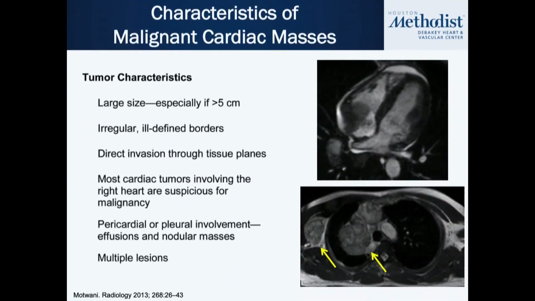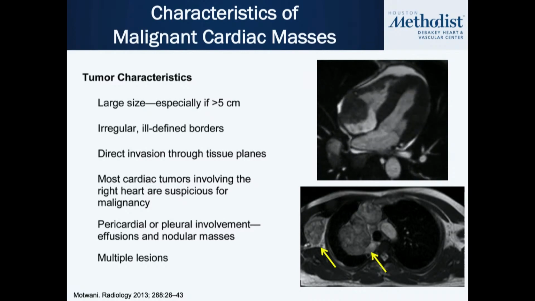What are the characteristics on MRI of a malignant cardiac mass? Obviously, if it is large, especially more than 5 centimeters, if it has irregular, ill-defined borders, if you have direct invasion of the tissue planes. You can see on the right side how this mass in the right atrium is going through the wall, and you also have this pericardial effusion. And it has this irregular border. So it has many features suggestive of a malignant etiology.